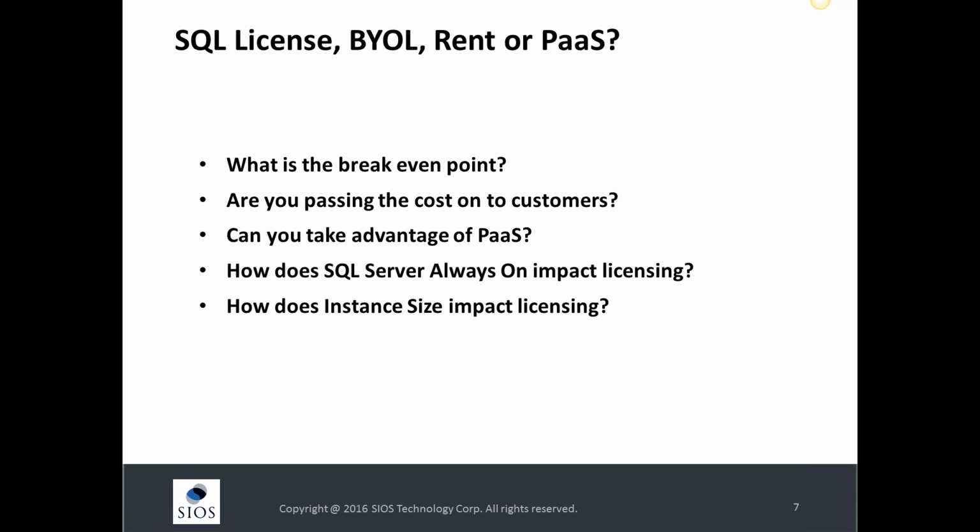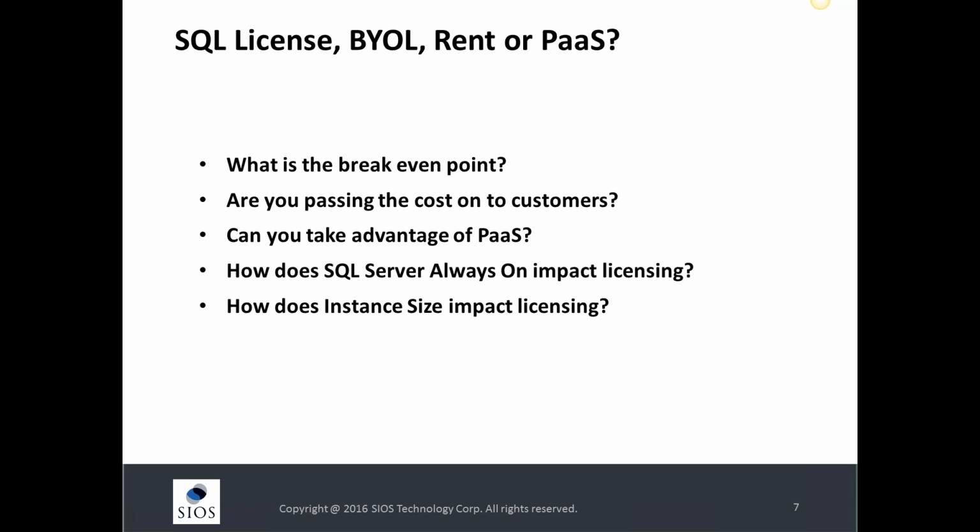I think probably the biggest thing here is, how does SQL Server Always On impact licensing? So we're talking about availability. Usually we're talking about provisioning an active-passive cluster of some sort, whether it's Always On availability groups or a failover cluster. On-prem, if you have software assurance, Microsoft only requires that you buy one license for that instance. So the passive node does not need to be licensed.